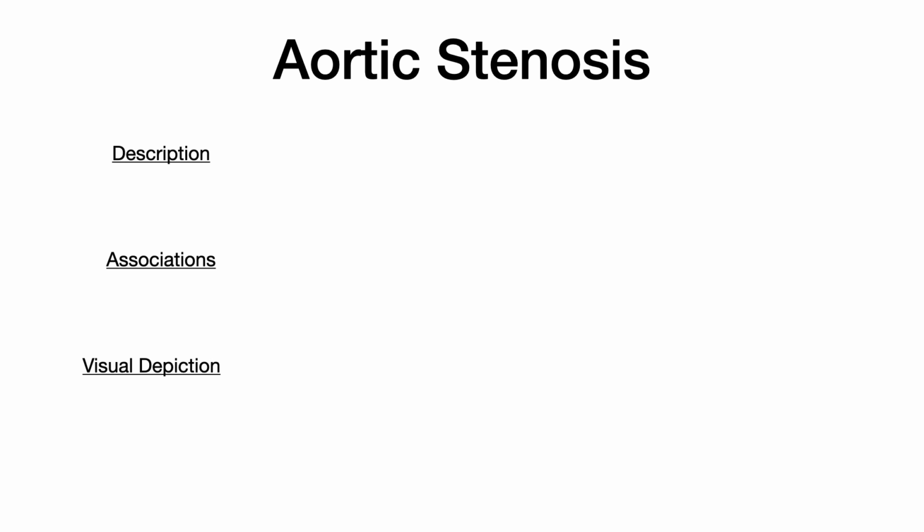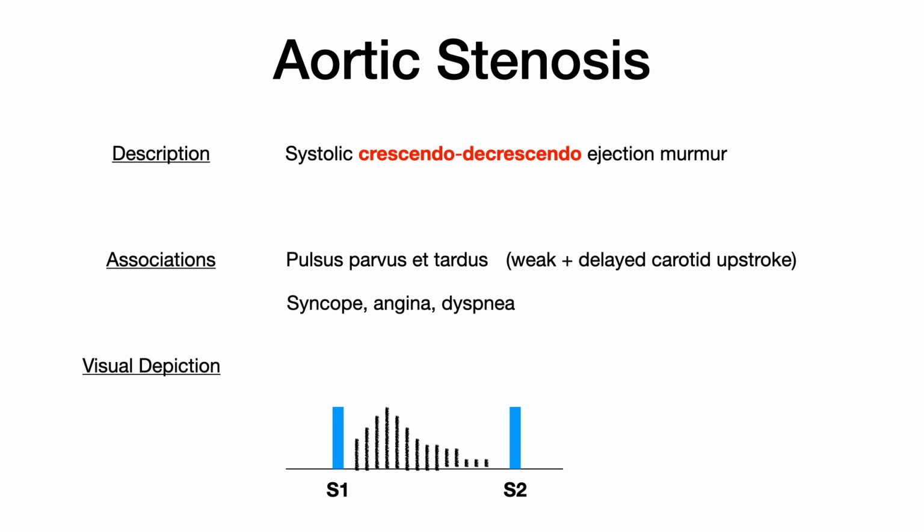Basically, the idea here is I want to give you guys a lot of different neural networks to connect in your brain so that you're getting these concept maps and you're generating ways to think about these questions in a high-yield way. So let's start with aortic stenosis. Aortic stenosis is described as a systolic crescendo-decrescendo ejection murmur. So a couple important things here.